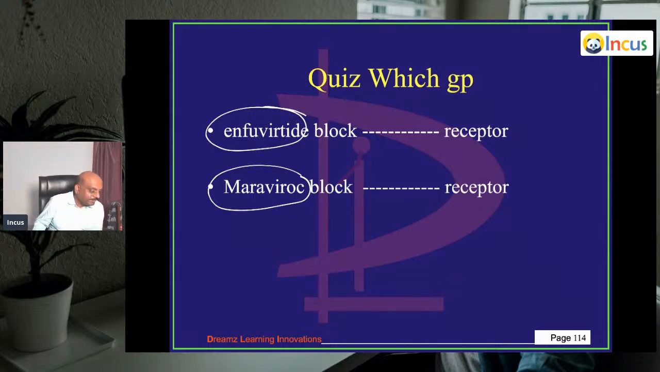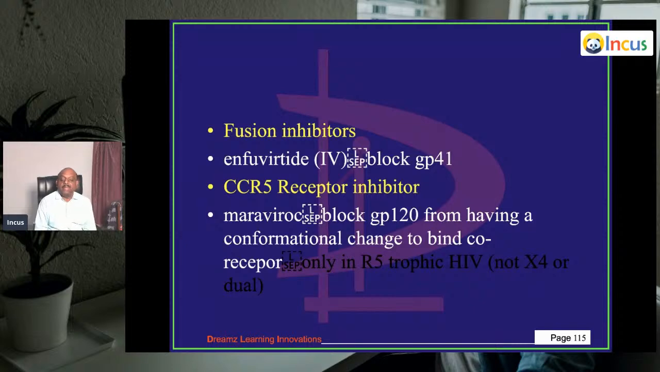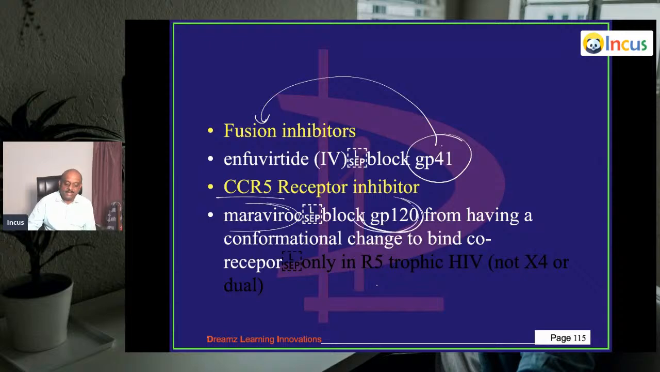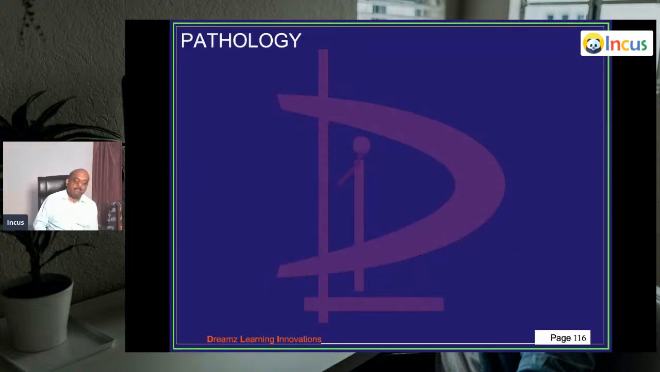So Abhiram is saying fusion inhibitor. Beautiful, doctor. So enfuvirtide is a fusion inhibitor which blocks the GP41. Very good, very good. That should be the spirit. So all these sessions, doctor, they are supposed to be interactive. GP41 is fusion inhibitor. CCR5 inhibitor, receptor inhibitor is Maraviroc, which blocks the GP120, is what you should remember.